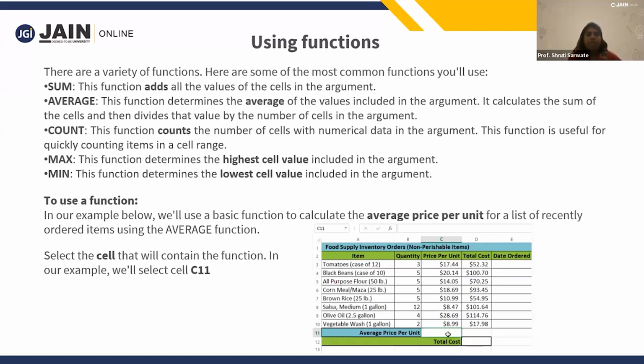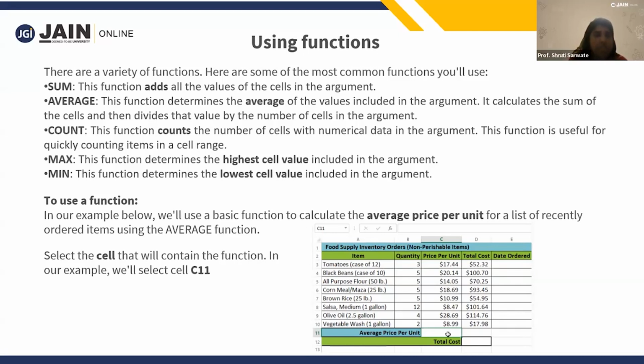Here are some of the most common functions you will be using. For example, sum. What does sum do? The function adds all the values of the cells in the argument. Average will find out the average of the values. So how is the average calculated? We calculate the sum of all the particular values and then divide it by the number of the values.